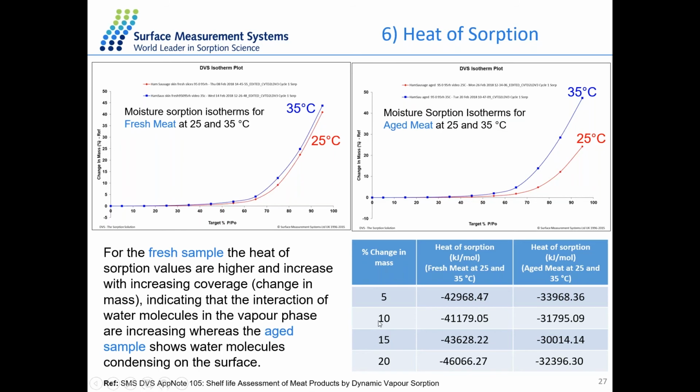And this indicates that the interaction between the water molecules and the meat sample is increasing, while for the aged meat, the water basically just condenses on the surface. The water molecules are interacting with the water molecules themselves. And that's just one parameter we can also measure with the DVS data.